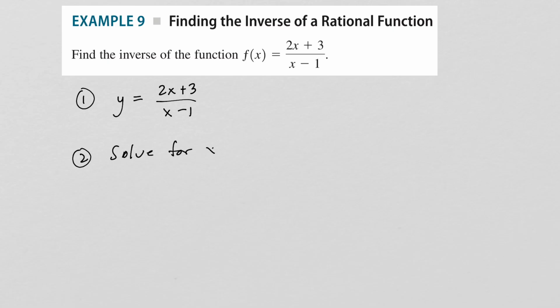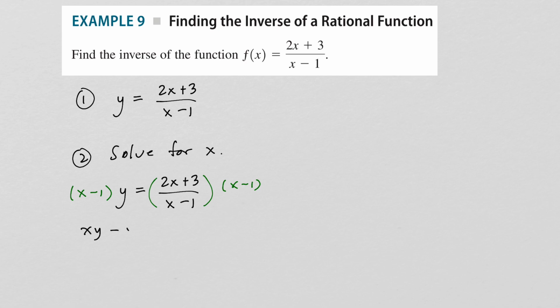Now at first, this is maybe not obvious in terms of how you're going to do this. So what I'm going to do here is multiply both sides by x minus 1. So on the left-hand side, we get x times y minus 1 times y. So we're just going to distribute there. And on the right-hand side, we just get 2x plus 3.